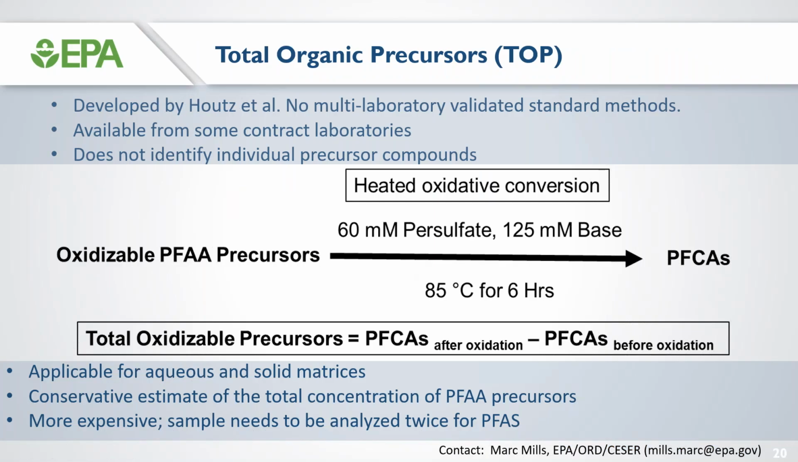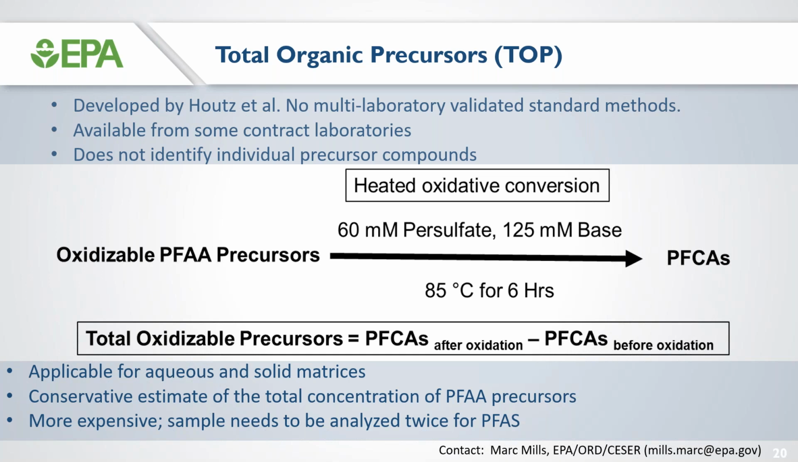Another kind of general broad measurement is total organic precursors. This was developed by Houts et al. in Berkeley laboratories. There's no multi-laboratory validated standard method for total organic precursors. It is available from some contract laboratories, and it doesn't identify individual precursor compounds. It just gives you an idea of what the total amount of precursors you have in your sample are.